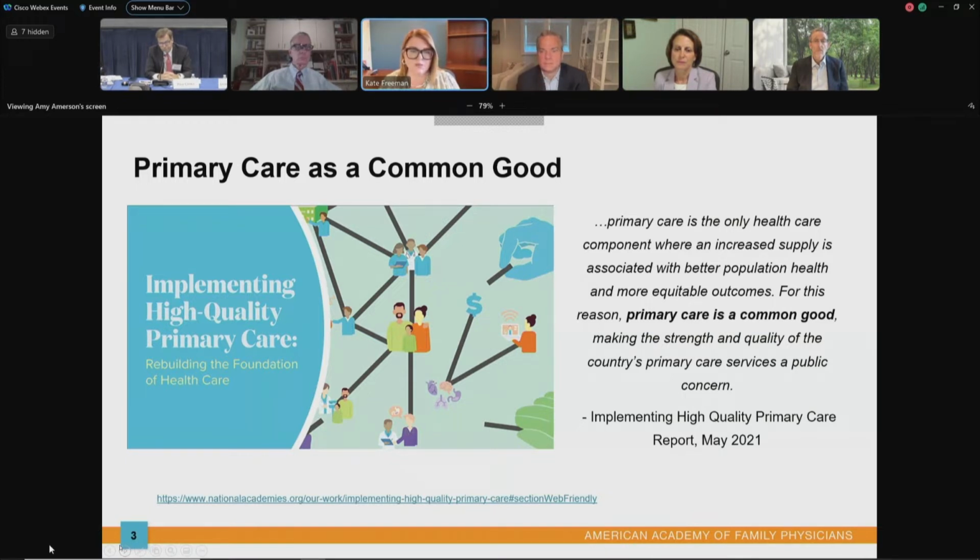So the NASEM report really was an opportunity, and it enhances the Academy's position that we need to move away from an undervalued and overburdened fee-for-service system for primary care towards a sufficiently funded prospective primary care payment system. Next slide.